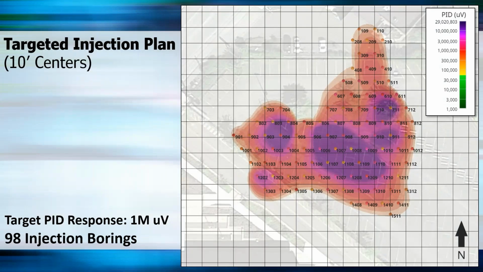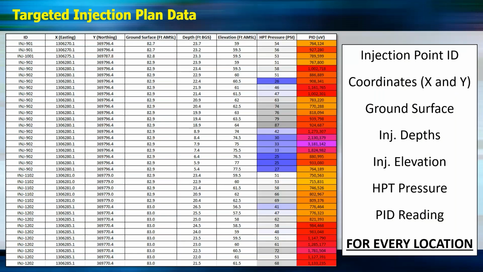First, a map of where these injection points are located, once again at 10-foot centers, showing that we would need 98 points to target this 1 million plume. But also all the data behind those injection points: what the injection point number is, what the coordinate is, the ground surface, the depth, the elevation, and the HPT pressure and PID reading at each of those points.